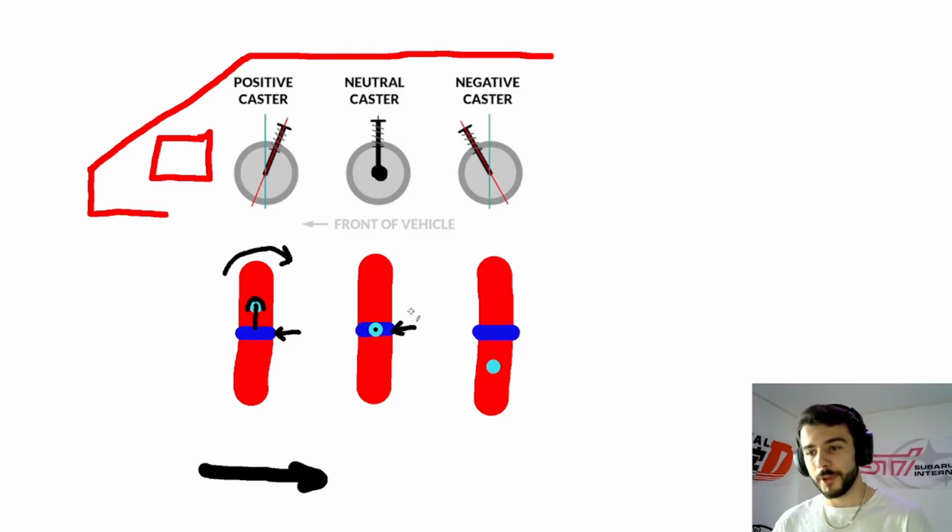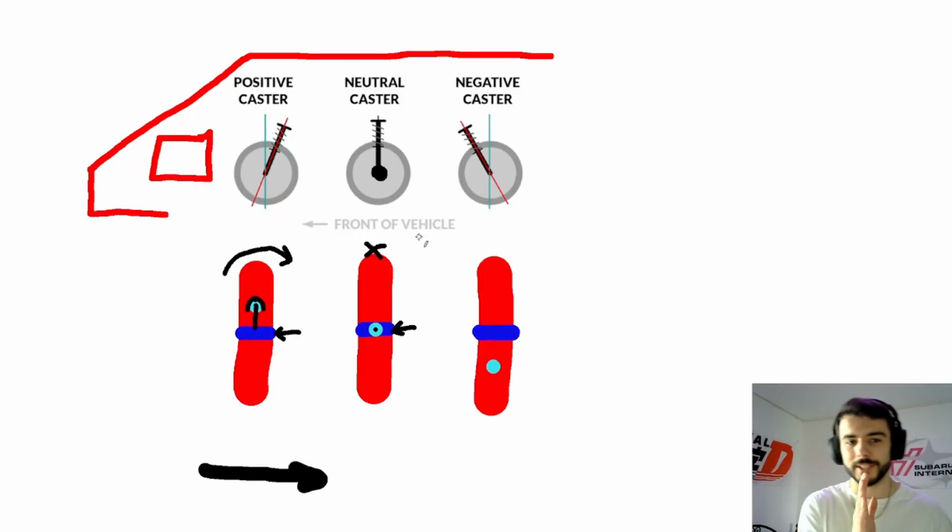So in a perfect world, we're not going to have any rotation. This tire is not going to rotate. We're just going to continuously slide towards the right.